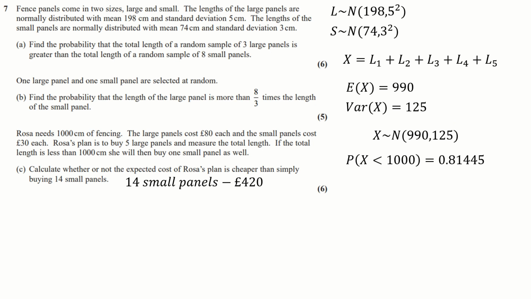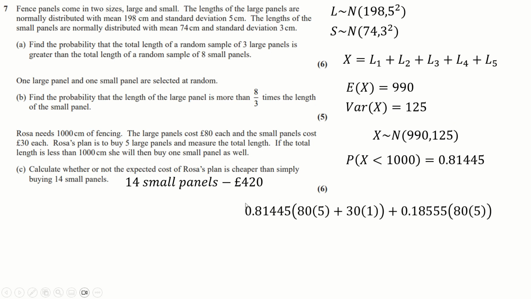And so roughly 0.8 of the time, she's going to have to buy another small panel. So the maths will look like this. It will look like 0.8 of the time, she's going to have to buy her 5 large panels, and then an extra small one. And then 0.18 of the time, like 1 minus this, she's just going to have to buy her 8 large panels and not any small ones. We just type this into calculator, and we get this as our expected value, which is of course bigger than this. So she should just cut all this complicated stuff out, and she should just be buying 14 small panels, and that's all we need to do.